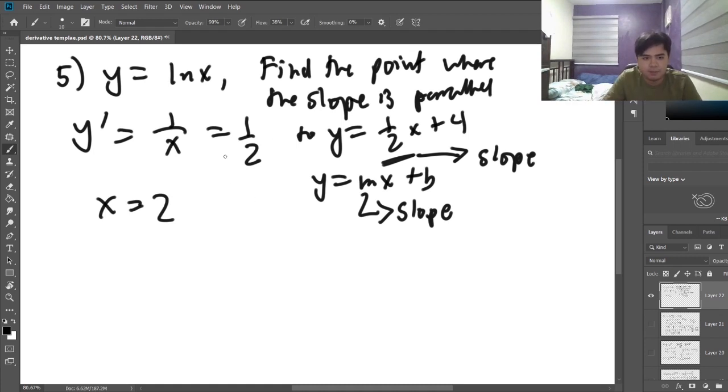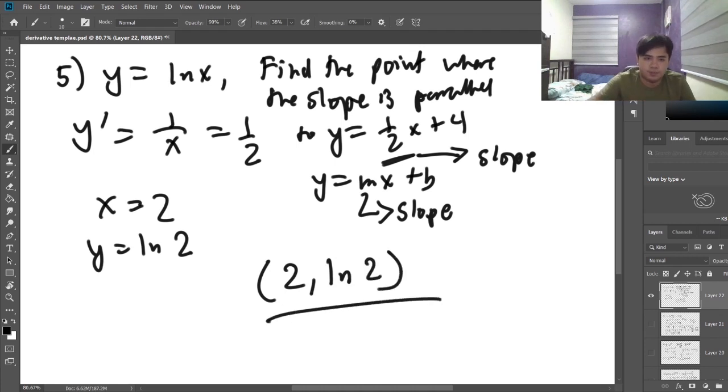Well, let's just look back here. y equals ln of 2. So the point where the slope is parallel to y equals 1/2 x plus 4 is going to be (2, ln 2). The answer.